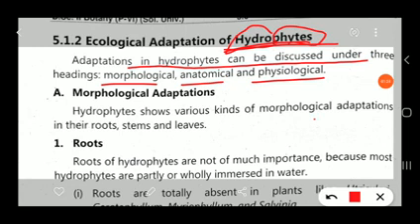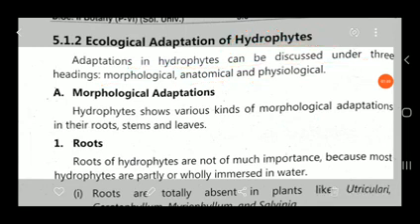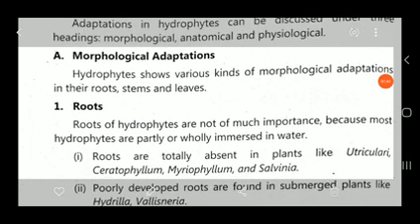How this external part, that is the organs, the root, stem, leaves and floral parts of these hydrophytes, will be modified according to these water conditions. We can see one by one here. Hydrophytes show various kinds of morphological adaptation in their root, stem and leaves. These are three important parts of the plants which show the morphological adaptations.